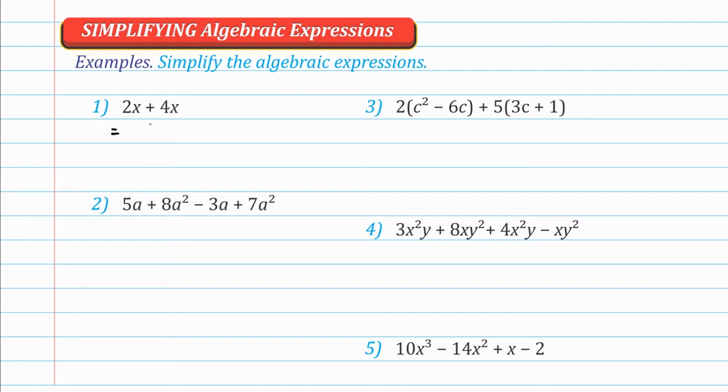What is 2 plus 4? It's 6. And then copy the common literal coefficient x. So the final answer is simply 6x. Let's look at example number 2. Example number 2 has more terms. We actually now have 4. This one, this one, this one, and this one.